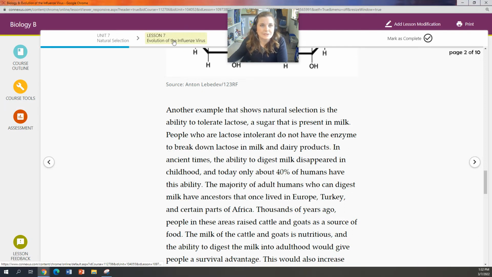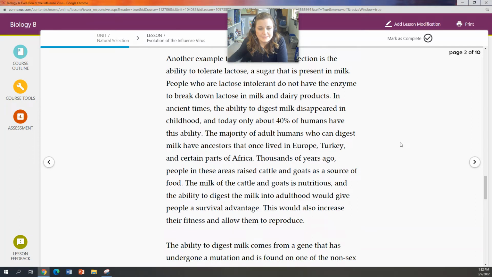But into early childhood, most mammals lose the ability to produce lactase, the enzyme to digest lactose, because in general, adults and older children don't drink milk in mammals, right? Humans, we do this just because we can.